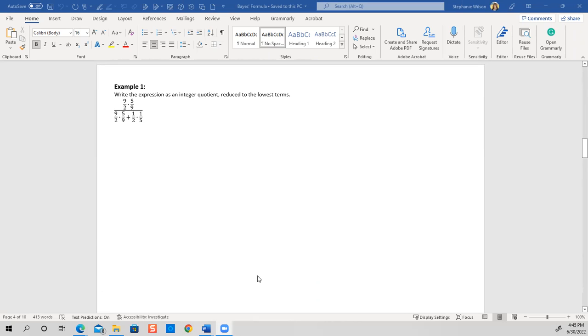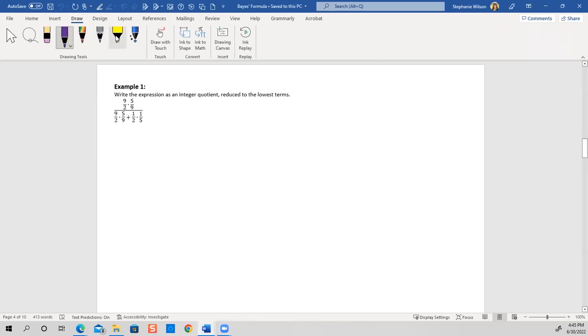Let's actually solve some. It says example 1, we're going to write the expression as an integer quotient and reduce to the lowest term. So this problem is very, very important because you've got to be able to do the basic math of it before you jump into the application part. So what I see here going on is I have fractions and fractions. It's complex. However, it's easier if you can just work on it in parts. So I'm going to rewrite it just for myself. I'm not saying you have to, but sometimes it's easier to see it when you rewrite it.